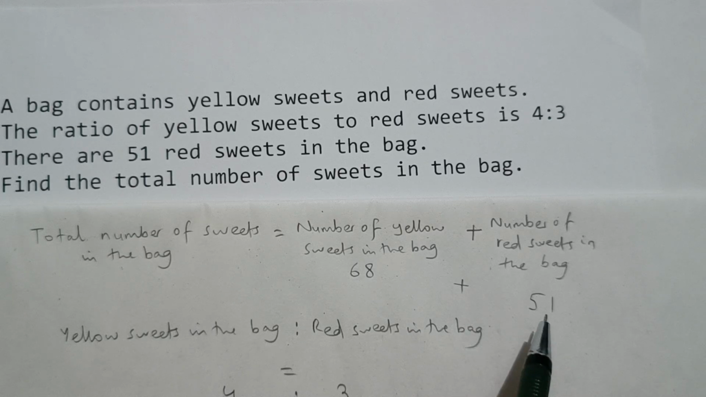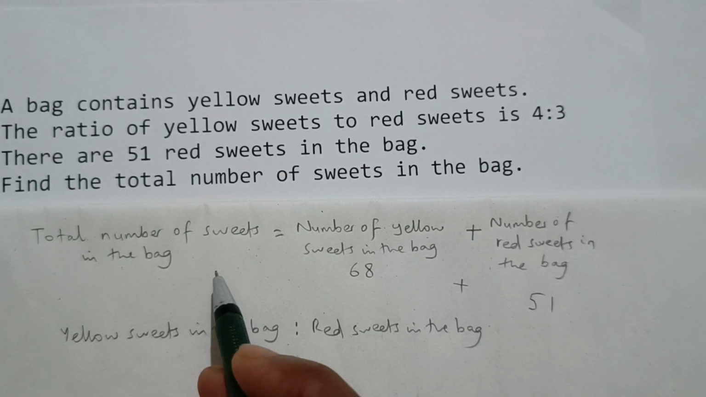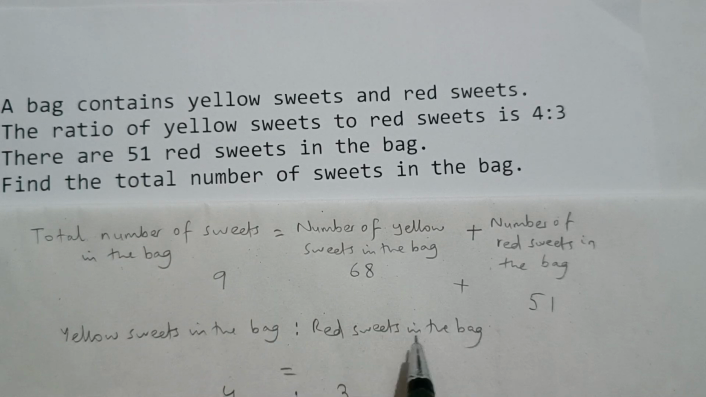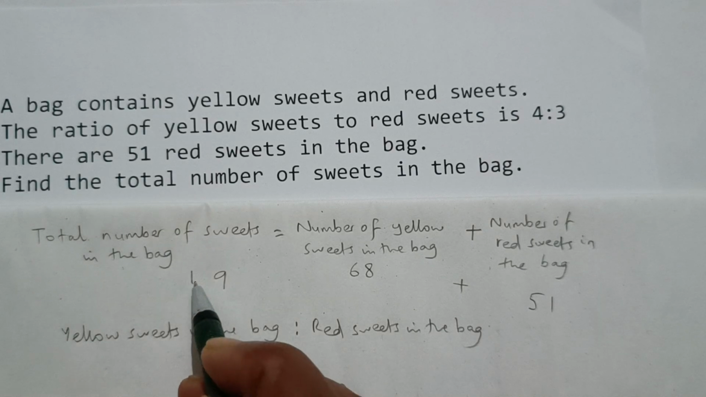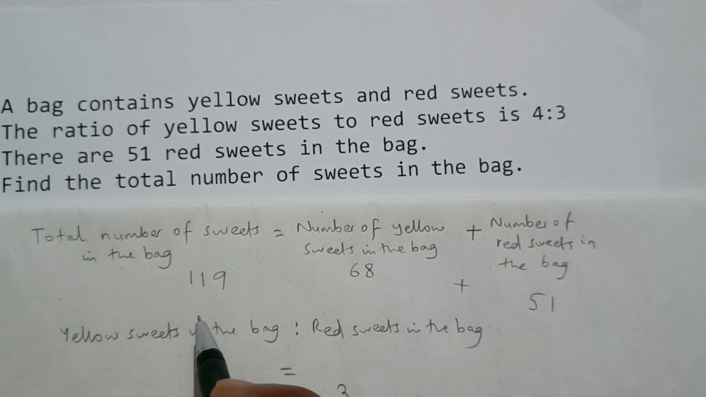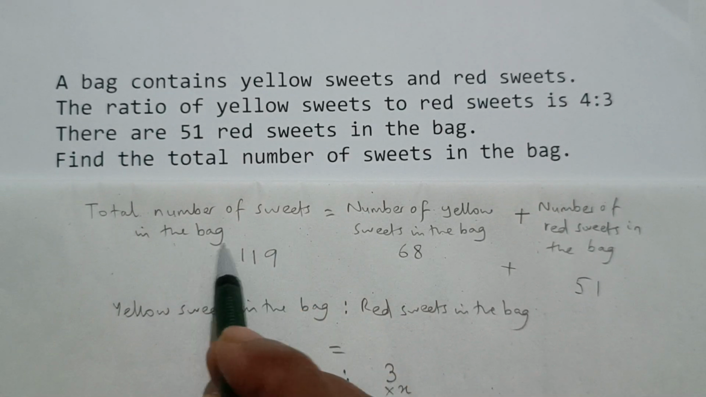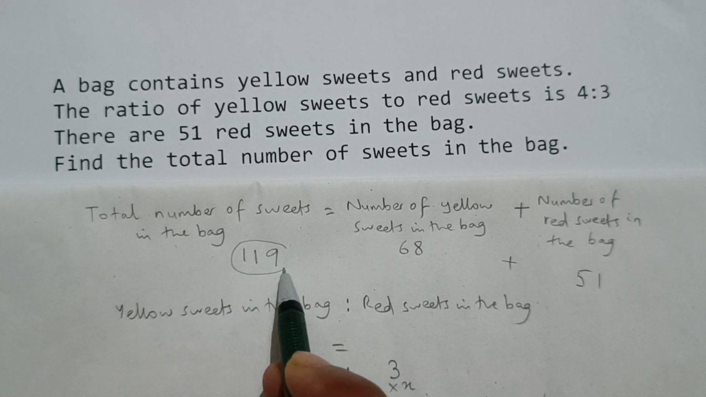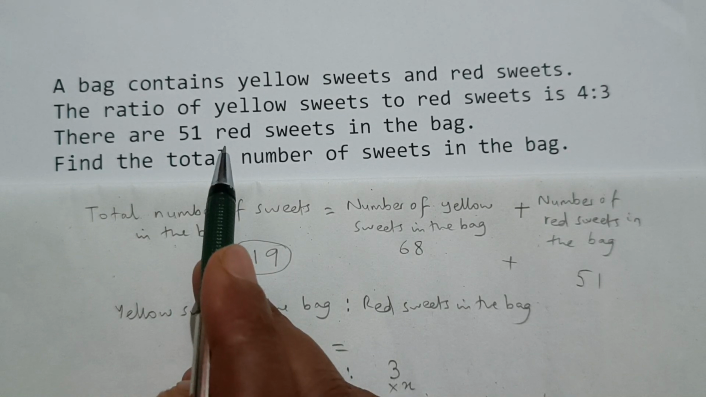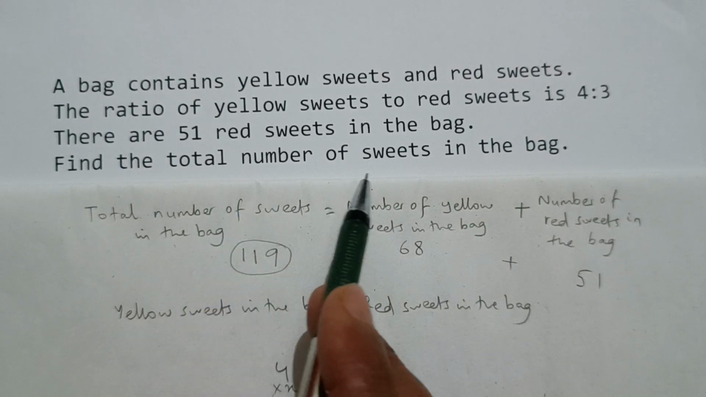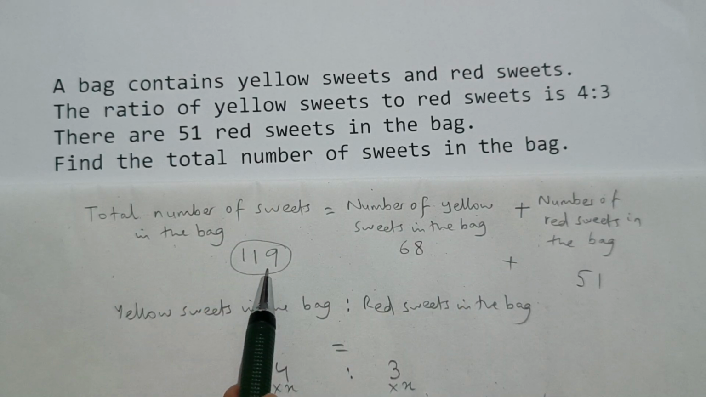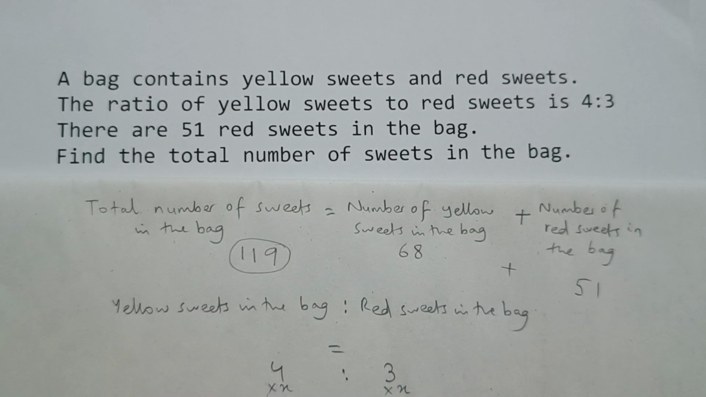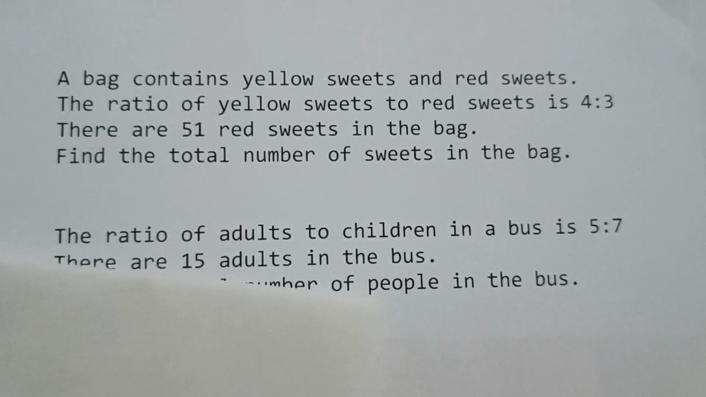So what is 68 plus 51? 8 plus 1 is 9 and 6 plus 5 is 11. So 119. So the total number of sweets in the bag is 119. So this is the answer for this particular question. Now let us go to question number 2.